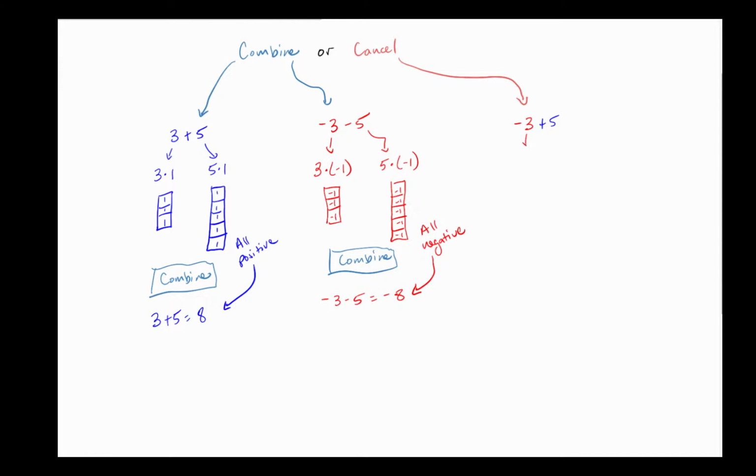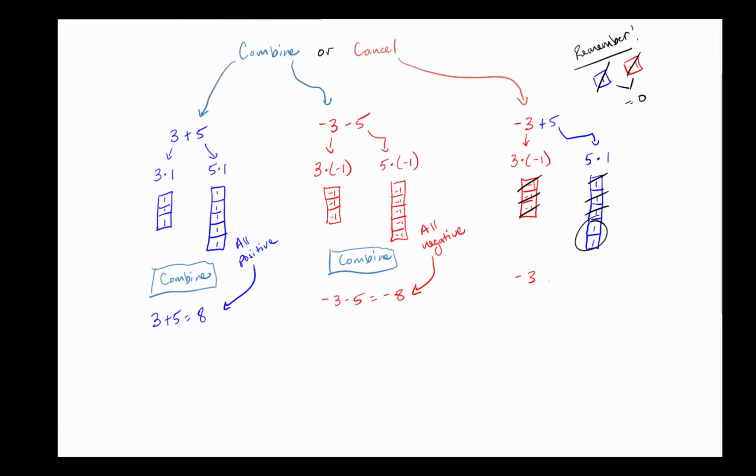Now, the last situation we're going to look at is when we are going to cancel. Here I have 3 negatives, but I also have 5 positives. Well, if that's the case, now I do have some of those positive 1, negative 1 pairs that I know cancel to 0. We know that 1 plus negative 1 is equal to 0, so let's find those pairs and cross them out. Well, that leaves us with 2 positives. Again, I have 3 negatives and 5 positives. 3 of those are going to cancel to 0, leaving me with 2 positives because I had more of them.